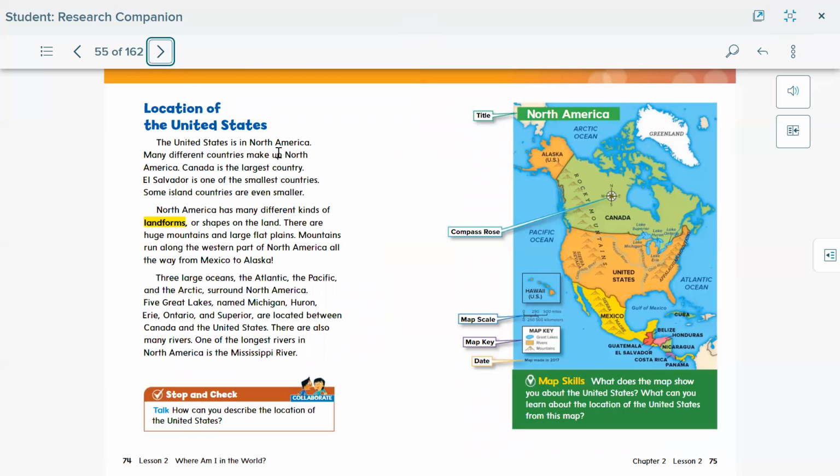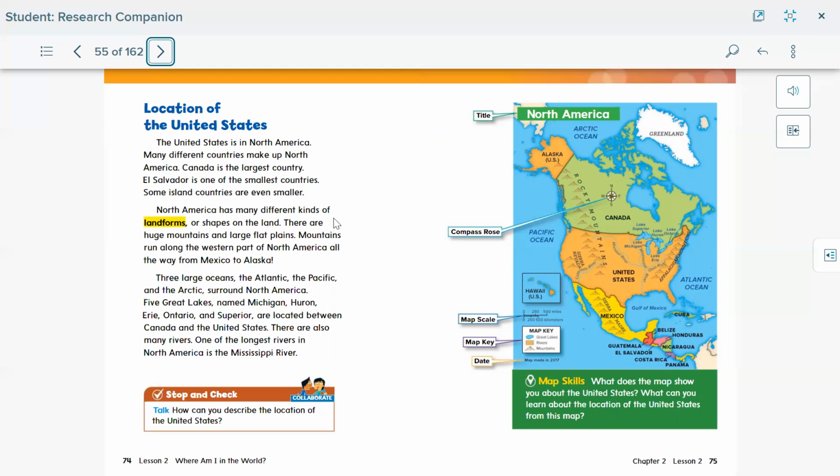The location of the United States. The United States is in North America. Many different countries make up North America. Canada is the largest country. El Salvador is one of the smallest countries. Small island countries are even smaller. So we know that small islands are even smaller than countries.